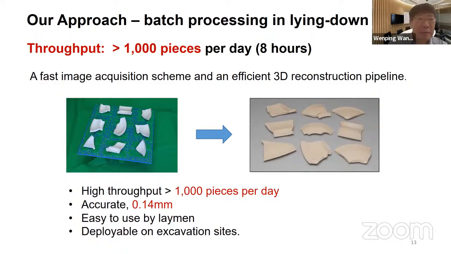All right, now I'll come to the presentation of our system. We have developed a system that achieved a very high throughput, over 1,000 pieces per day. That is all within 8 hours. And our system is not only able to scan these pieces very quickly, we'll also present a 3D reconstruction pipeline to turn these scanned images into complete 3D models, as you can see on these slides. The accuracy we can achieve is about 0.14 millimeters, with an easy-to-use interface, and it can be deployed in actual excavation sites. As a matter of fact, this past summer, our system was already deployed in Armenia, and it achieved all these benchmarks.